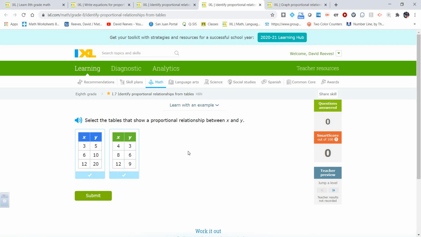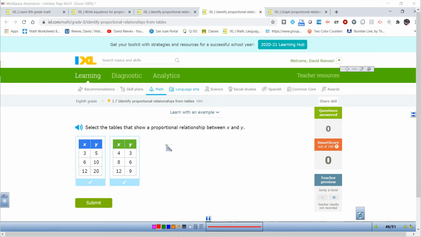Identify proportional relationships from tables. All right, so as we have said before, if it is a proportional relationship, k is equal to y divided by x. That is a constant, and it must work always, okay? Always a constant. Any exception will make it not a proportional relationship, okay?